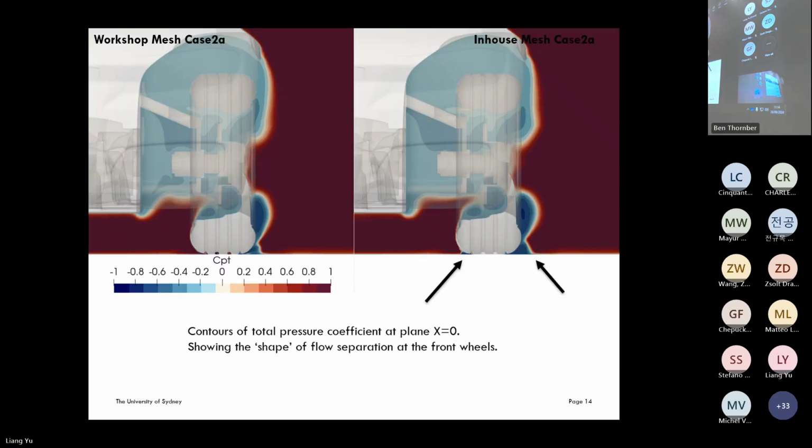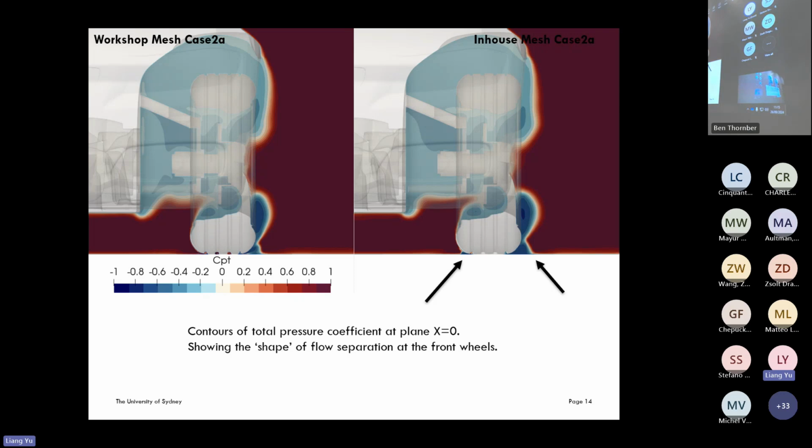So if we take a slice at x equals 0, which is not actually through the center wheel, because the center wheel is located at x equals 7 mil, I believe, but it's close enough. And by the way, you're looking at total pressure coefficient. So you can see that the wake, well, not the wake, the separation around the front wheel is different and is wider on either side when the contact patch is closed.